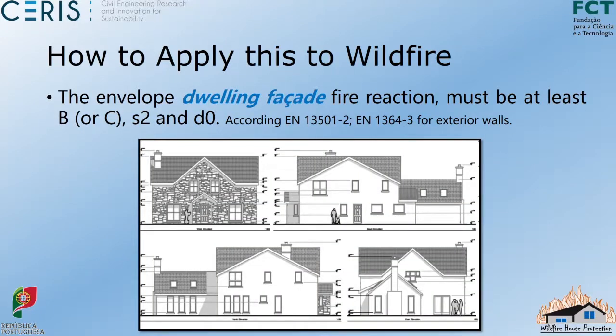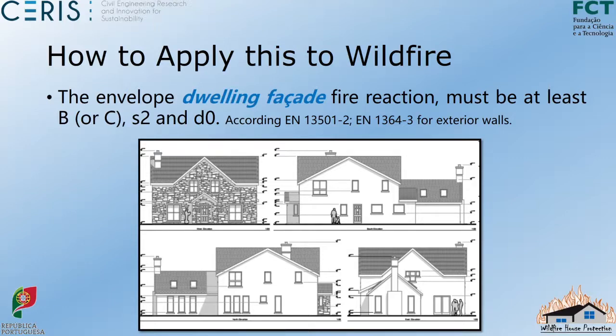Also, for the envelope of the dwelling facade, the fire reaction must be at least B, although we can still consider C, and then we will see why. Okay, this is for the roof. This is a problem for the roof. So C is still admissible, but it must be at least S2 and D0, according, as I told you, to the previous standards, EN 13501 Part 1. Sorry, Part 1. This is a typo here. And EN 1364 Part 3 for exterior walls. Okay, this is according to what we need to verify according to the European standard.